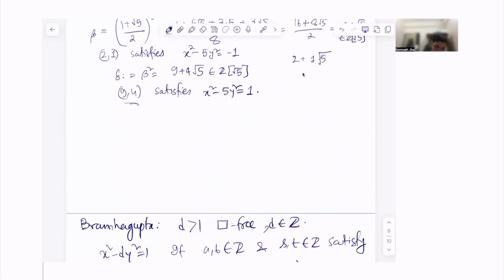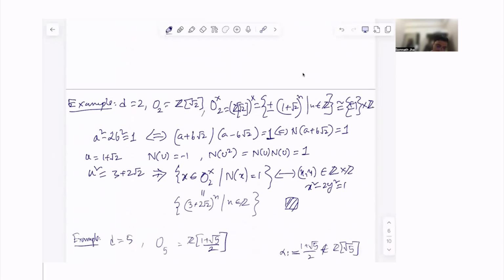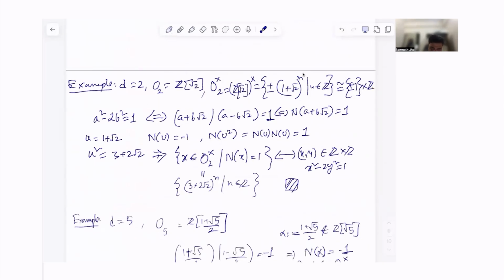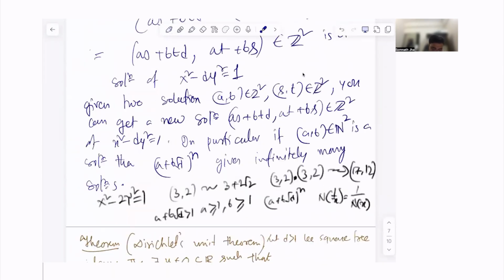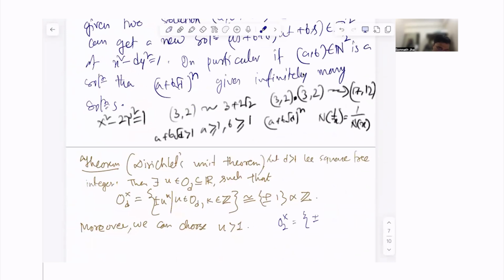Yeah, so we have already written here in this example that there is one unit that every other unit can be written as some integer power of. So here it is 1 plus root 2. And so Dirichlet's unit theorem says for any quadratic field, this is the case, that there exists one single unit, and that all other units are plus minus 1 times a power of that unit. And so we are not doing much worse.